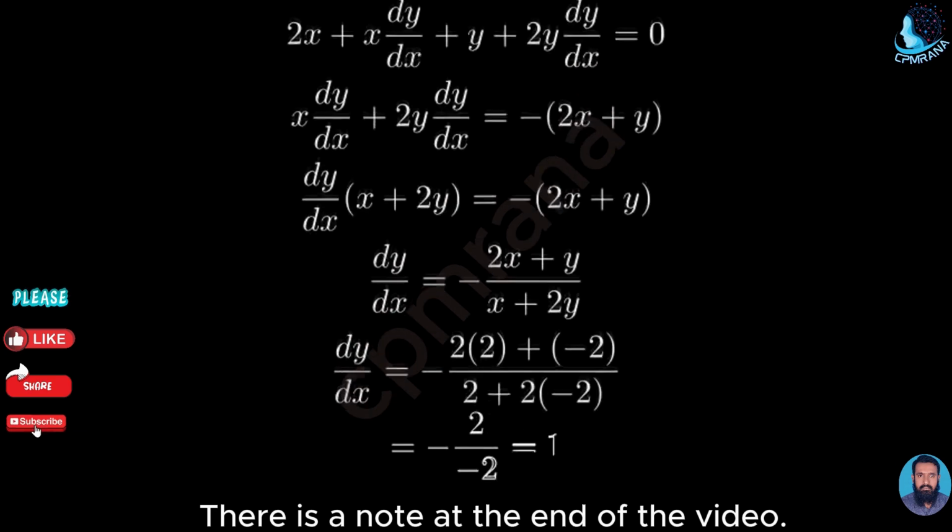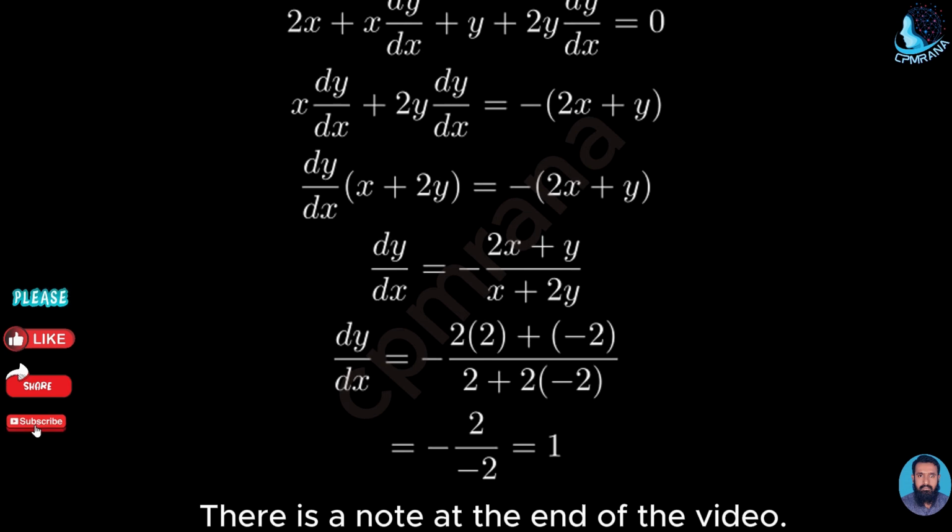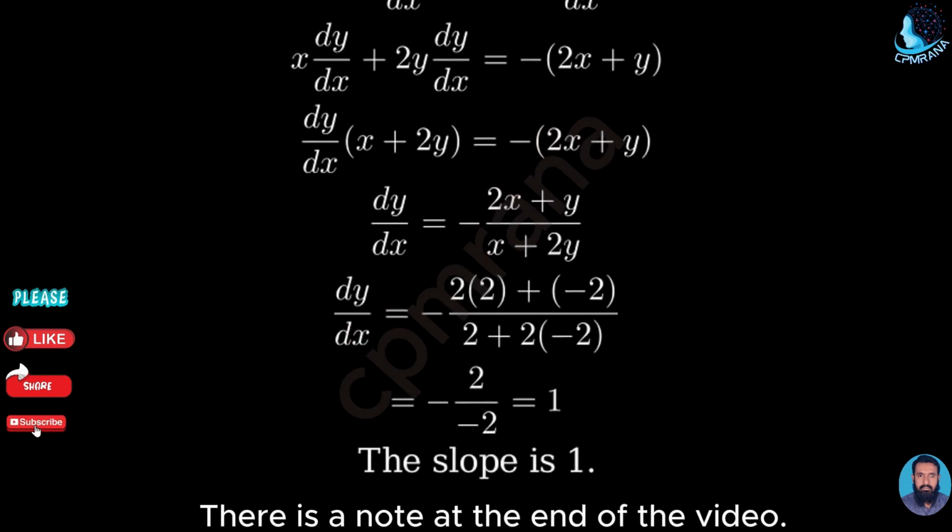Simplifying, we get negative 2 divided by negative 2, which equals 1. Therefore, the slope of the tangent line at the point (2, -2) is 1.